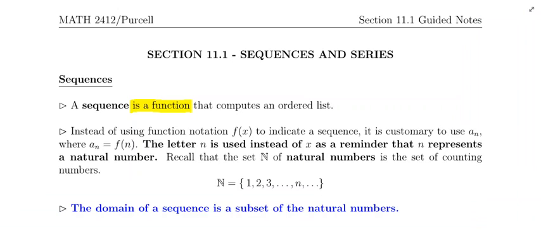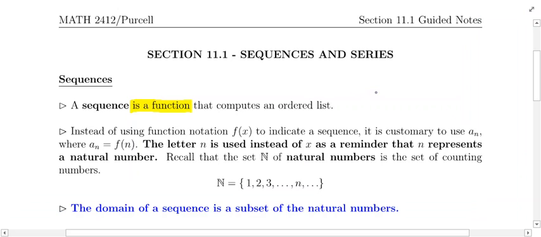Okay, now when we study functions, we are used to function notation. Okay, function notation, that's that f of x business. So we might be used to something like f of x is equal to x squared plus x. Okay, when we work with sequences, although they are functions, the function notation is going to be a little different than what we're accustomed to.